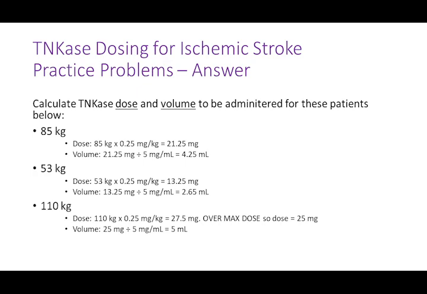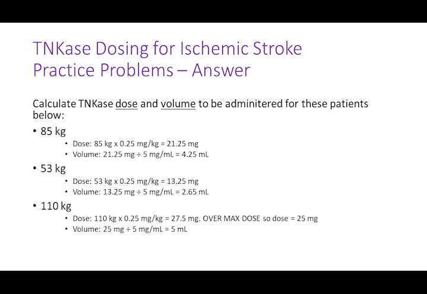For a 53 kilo patient, the dose would be 53 kilos times 0.25 milligram per kilo, and that equals 13.25 milligram. The volume would be 13.25 divided by 5, and that will give us 2.65 milliliters. Okay, and the last patient is actually a trick question.